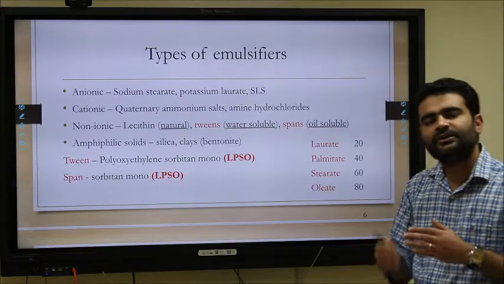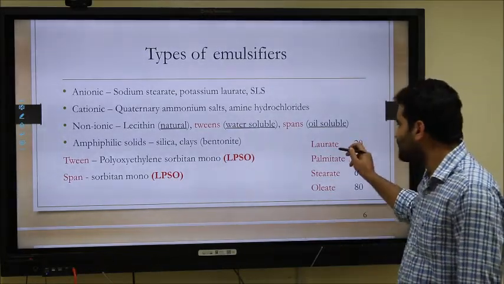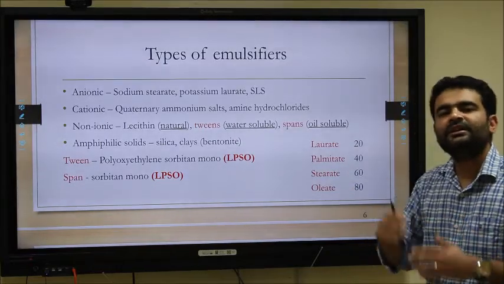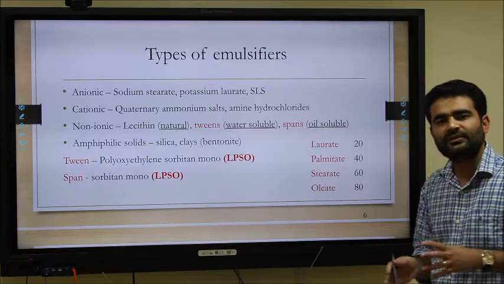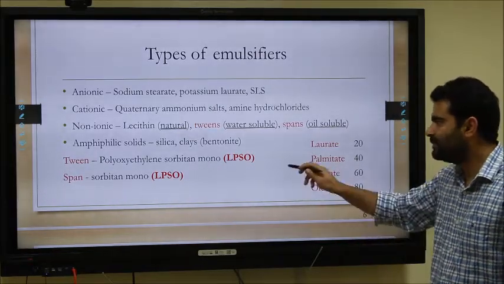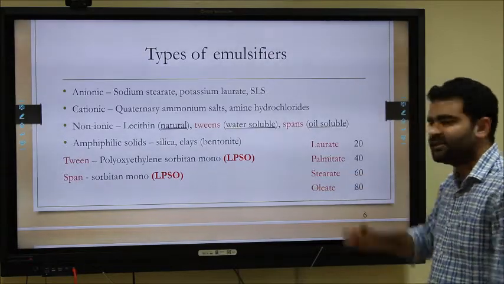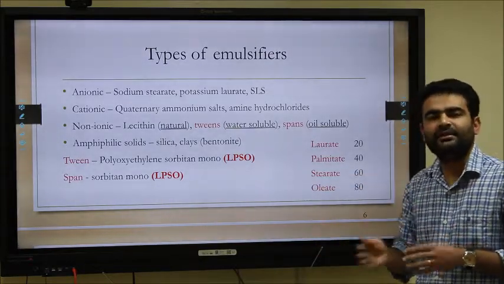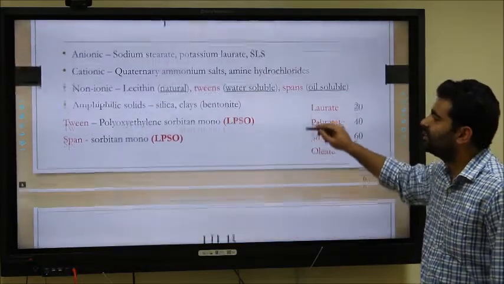So according to Tween 20, 40, 60, 80, these represent the reactions of Tweens with the respective acid. If it is Tween 20, then it is reacted with lauric acid to form laurate salt. Similarly, if it is Tween 60, it is reacted with stearic acid to form stearate salt. Okay, so these are Tweens and Spans.